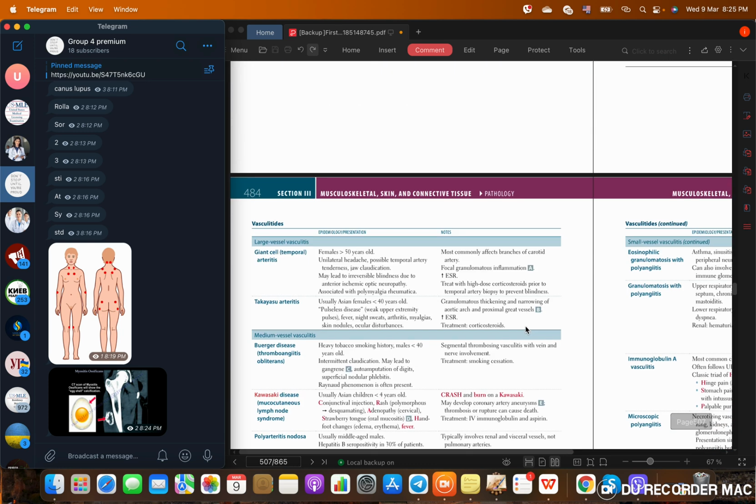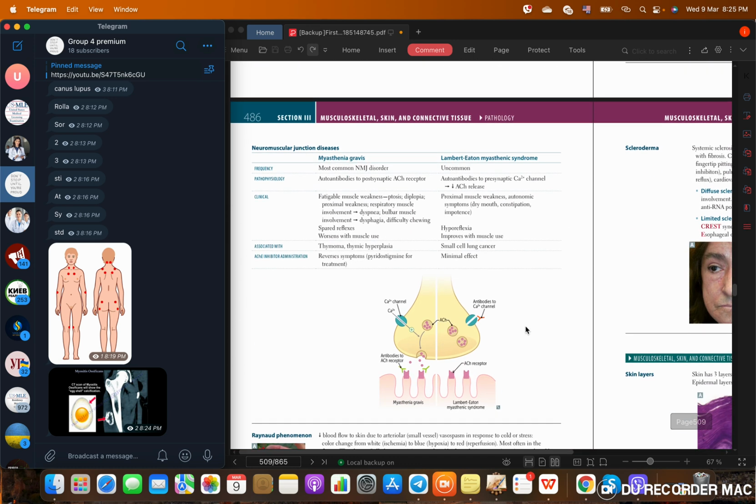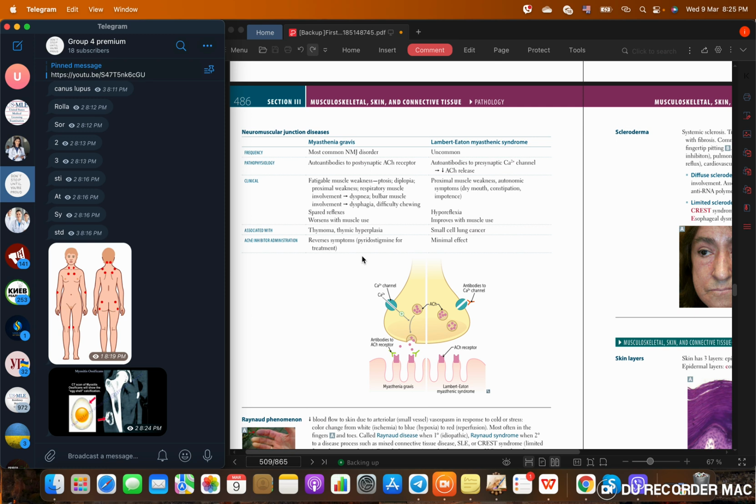The next, so vasculitis was explained before in cardiac. Not going to go over it again. So the next thing is going to be the neuromuscular junction problem. So we have myasthenia gravis and we have Lambert-Eaton. Both of them, now we are speaking about the neuromuscular junction.